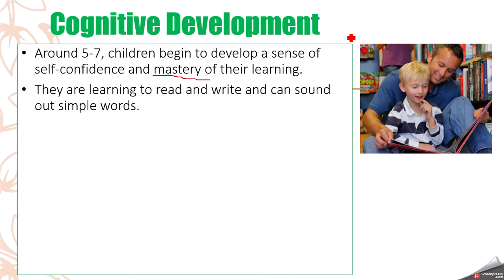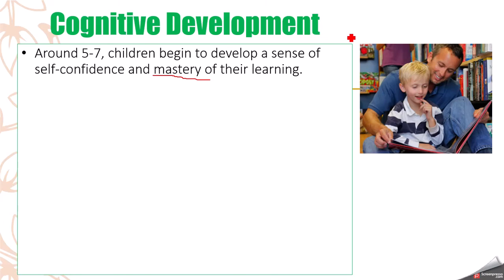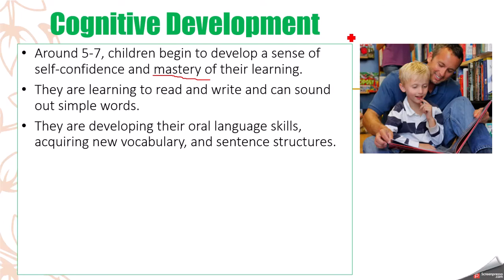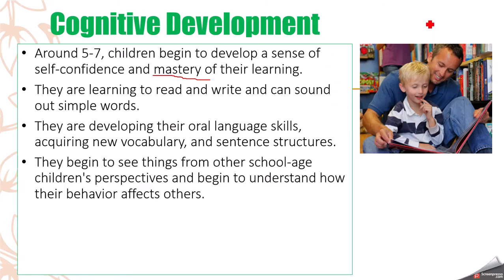they're reading well. Children this age are learning to read and write so they can sound out simple words most of the time. They're also developing oral language skills, new vocabulary, and sentence structures. Their vocabulary increases a great deal during this period, and we'll talk about how that's reflected in books in a minute.